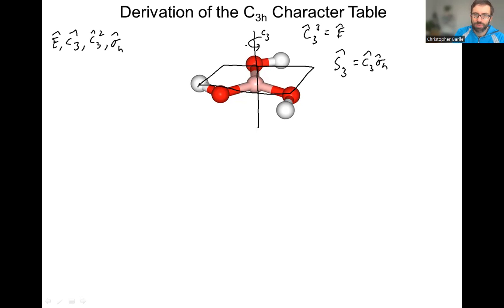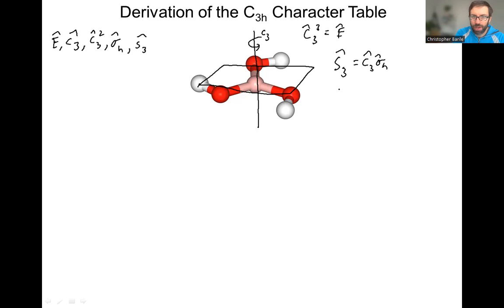But in this case, we do, because we can do a C3. We already saw that we had that. And then we can follow that C3 by a sigma h. A sigma h for a flat molecule doesn't really do anything. It's just cutting right through the center of all these atoms. So the top of each atom goes to the bottom of each atom, but no atoms remain unchanged. But that's going to be mathematically a unique operation. So we can write that down.